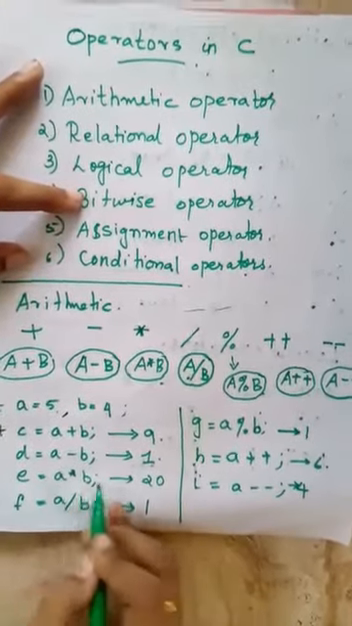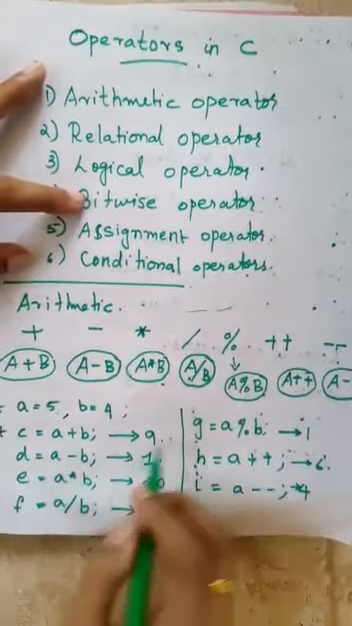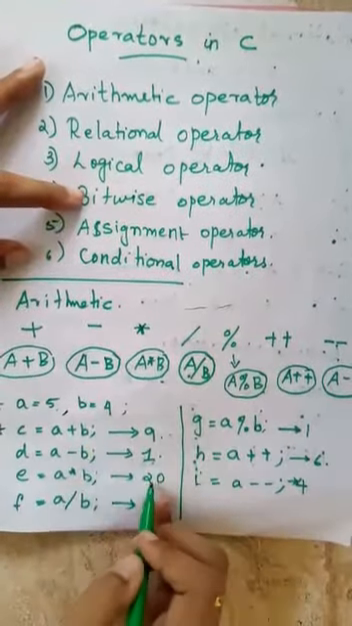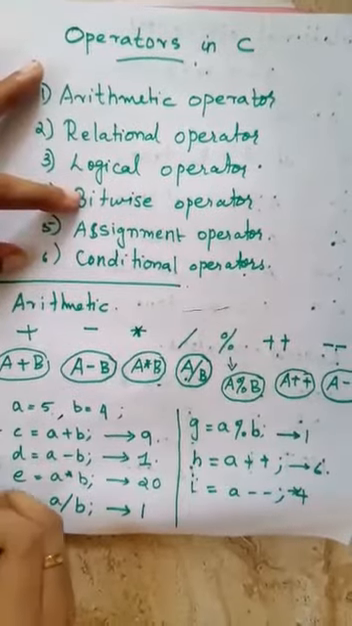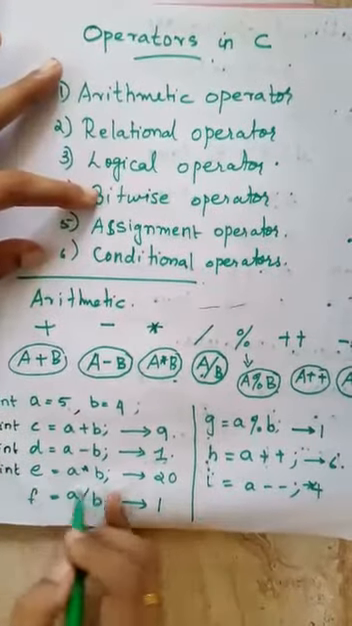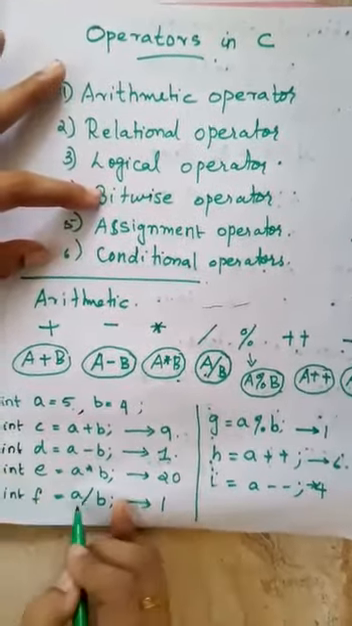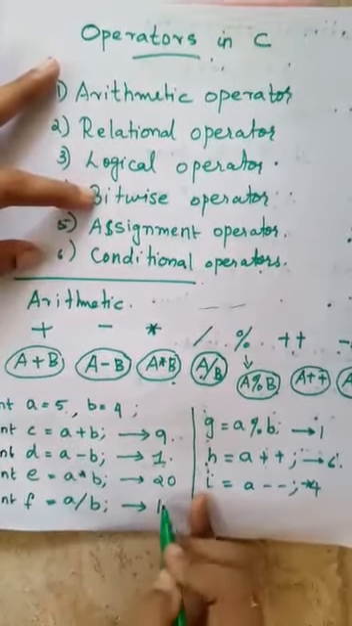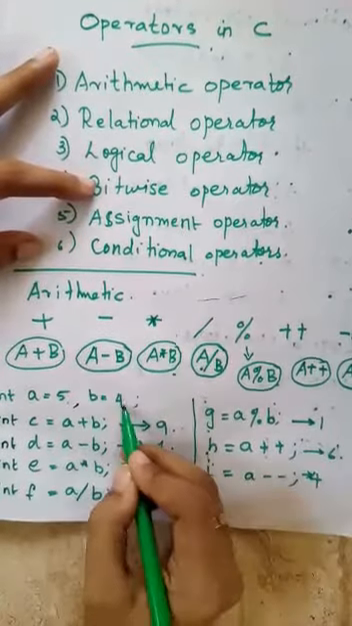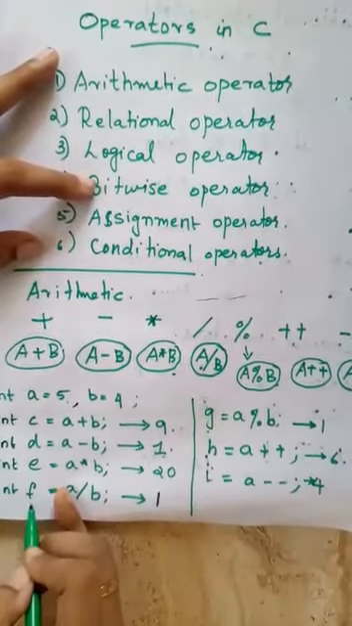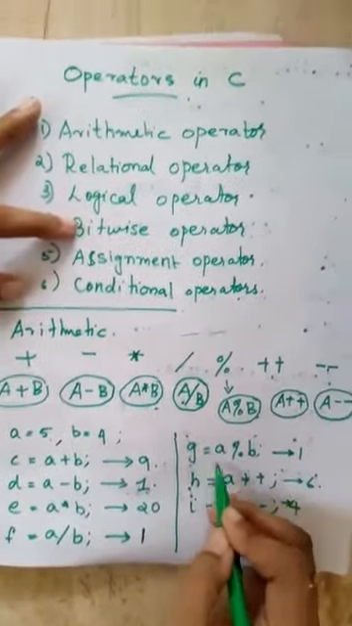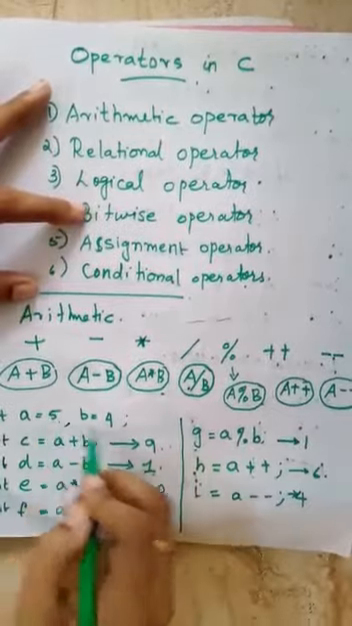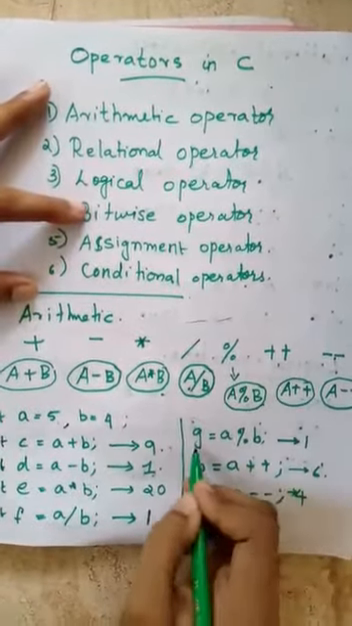Here multiplication is used. So A into B, that is 5 into 4, which is 20. 20 is stored in E. All these are integers. Then int F will store the quotient when A is divided by B. A by B, that is 5 divided by 4, will give the quotient as 1. So F will store 1. And here G, A modulus B, will give the remainder of 5 divided by 4, that is 1. So G will store 1.